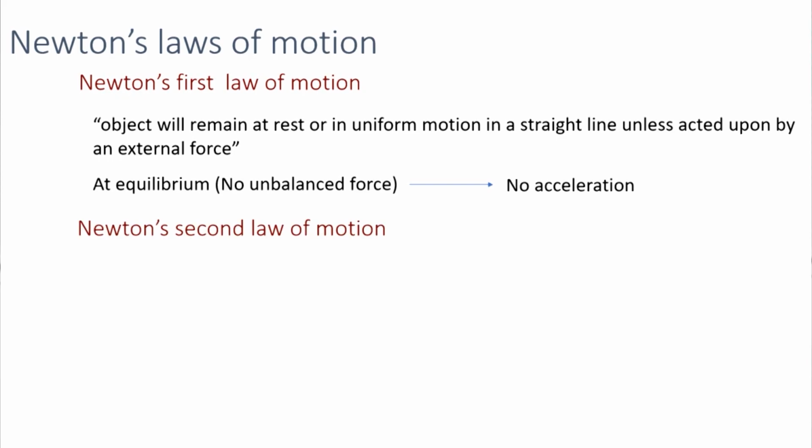Let's look at the second law of motion. It says that to accelerate a body, there should be an unbalanced force acting on the body, and the acceleration will depend upon the unbalanced force applied. The unbalanced force needed to accelerate the body will also depend upon its mass. So the unbalanced force needed is equal to mass times acceleration. Let's understand this in detail.